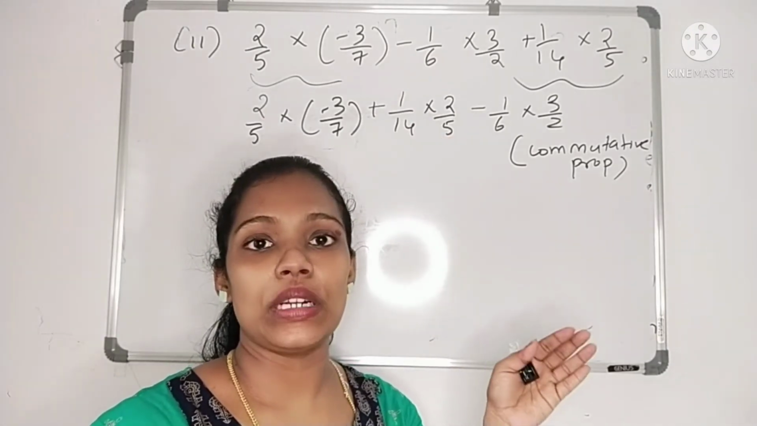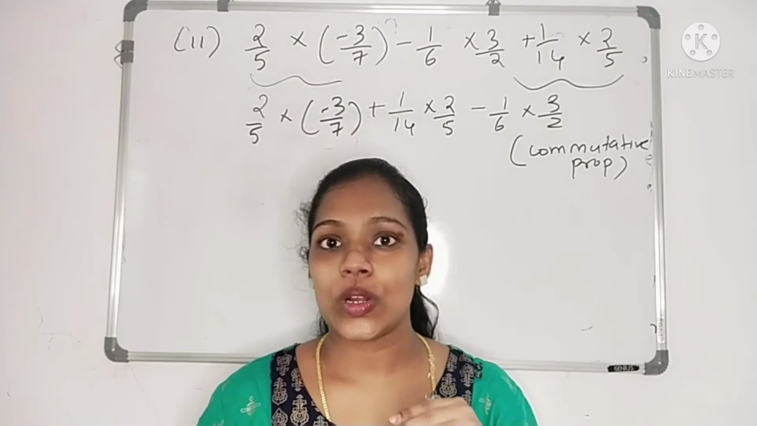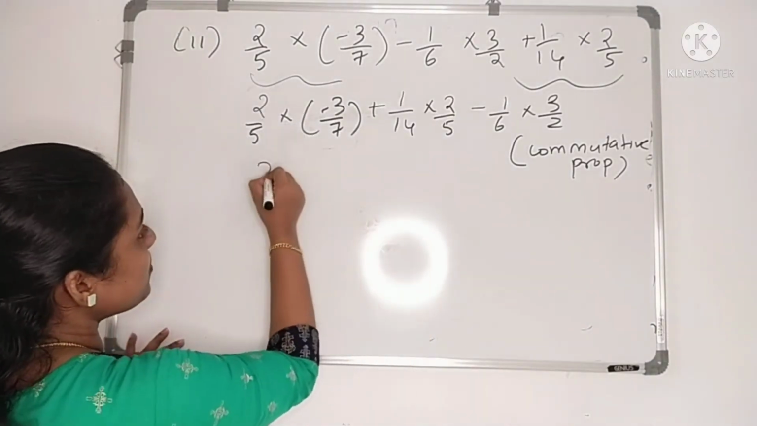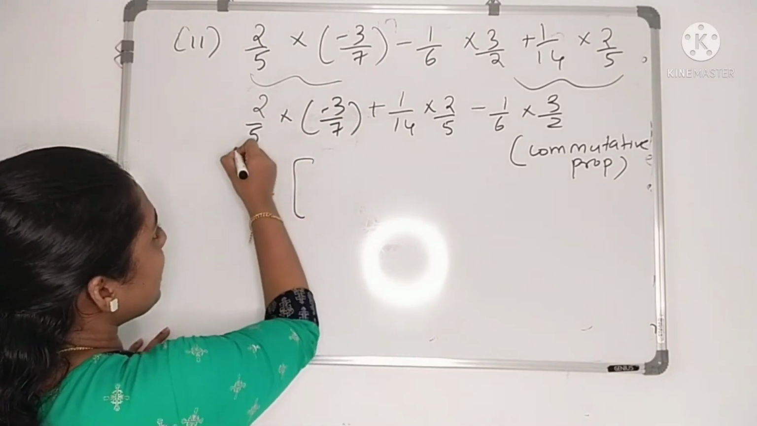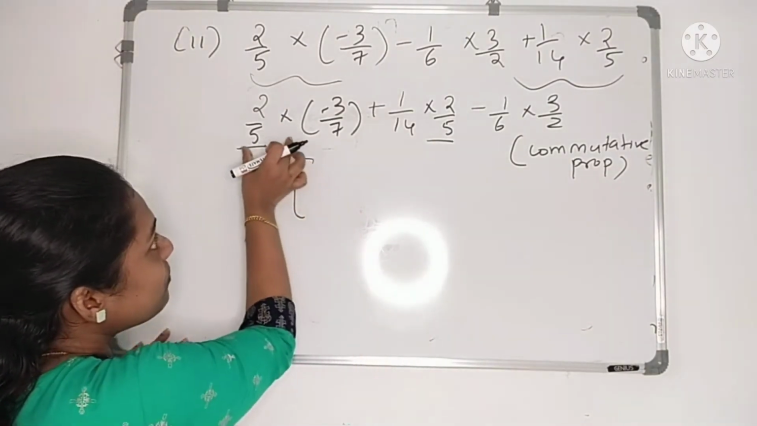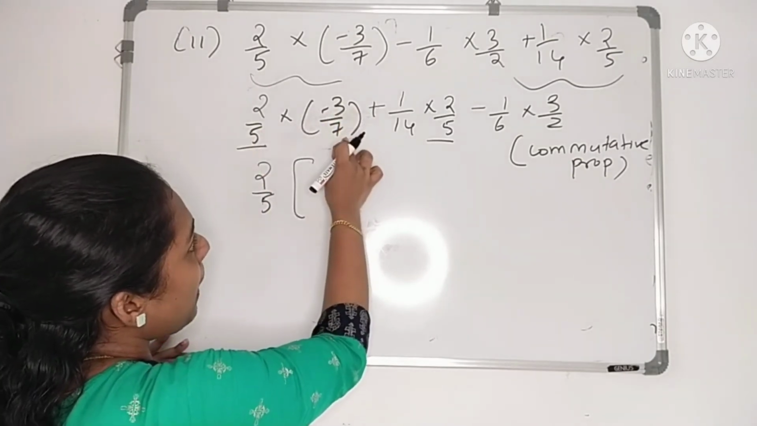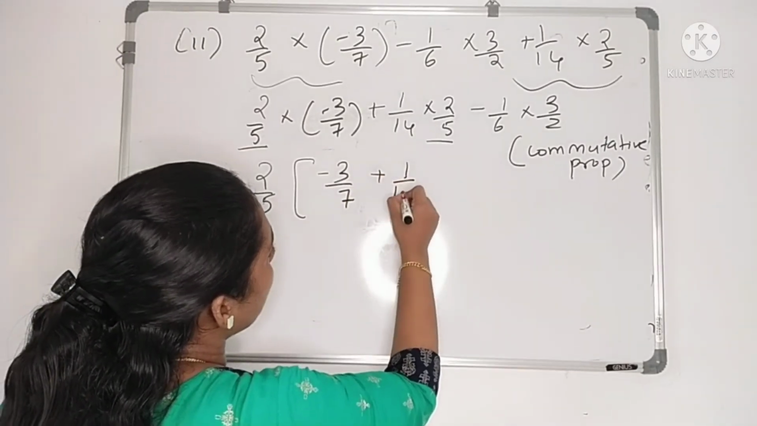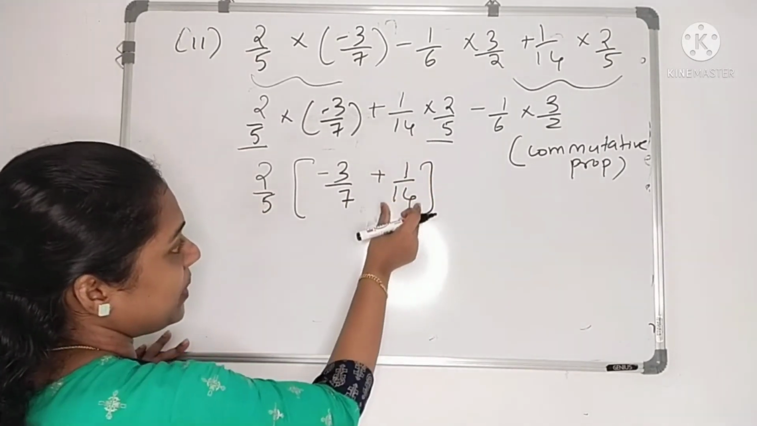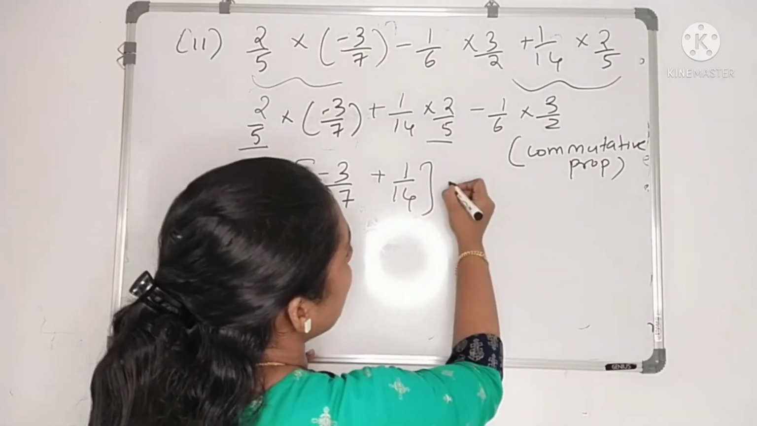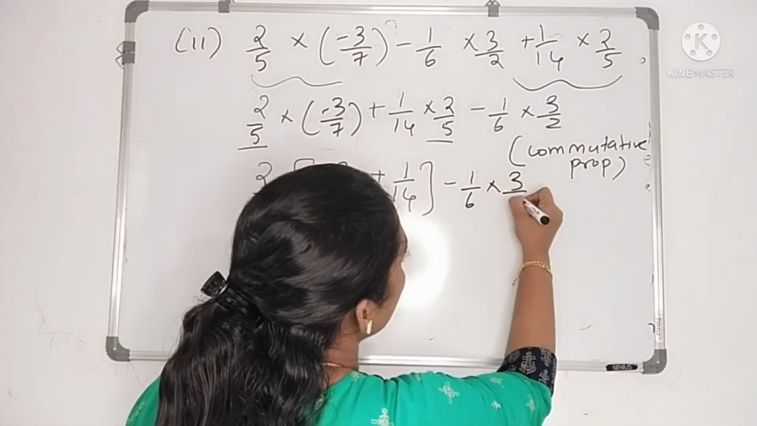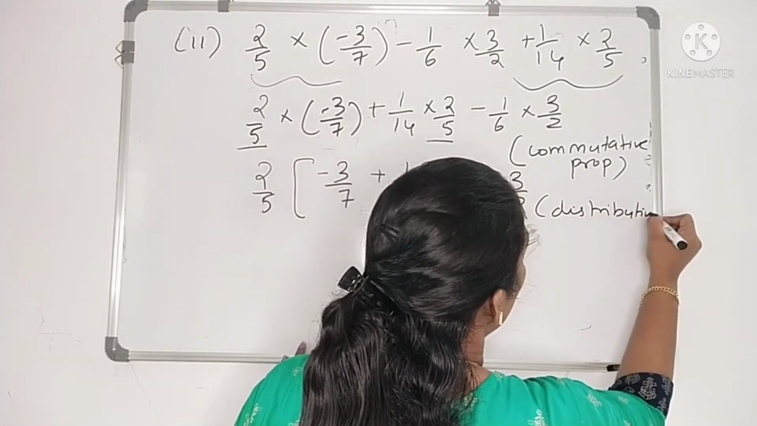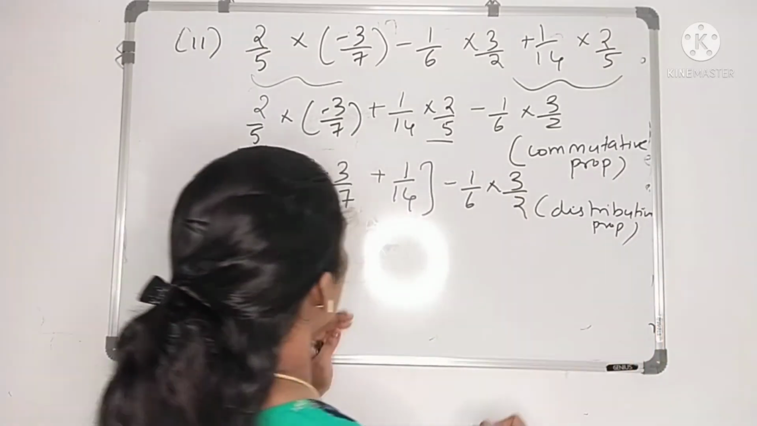So take that common term outside. Okay, so what is that property? Distributive property, right? So by using distributive property, I can write, so I am taking this 2 by 5 and this 2 by 5 common. So if I take this 2 by 5, what is remaining term here? Minus 3 by 7, right? So minus 3 by 7 plus 1 by 14. Okay, so here 1 by 14 is remaining. So I have written that term here. Then our remaining term is 1 by 6 into 3 by 2. So write distributive property.